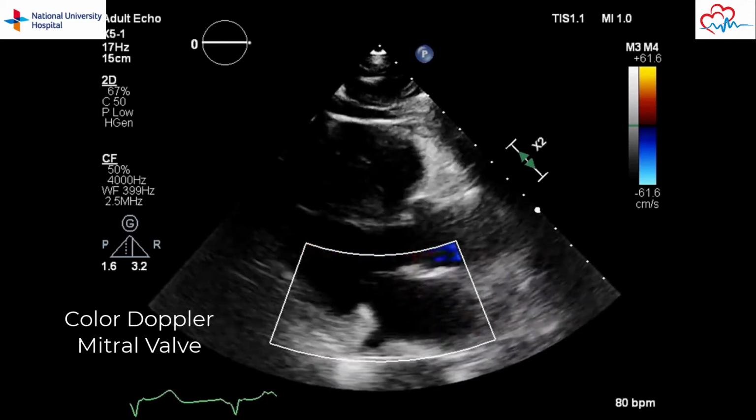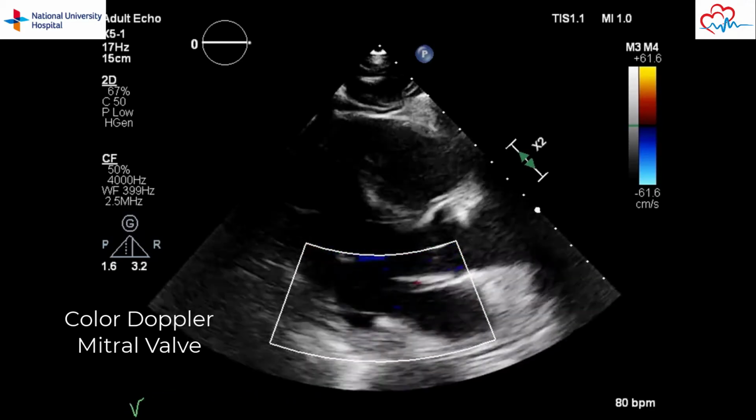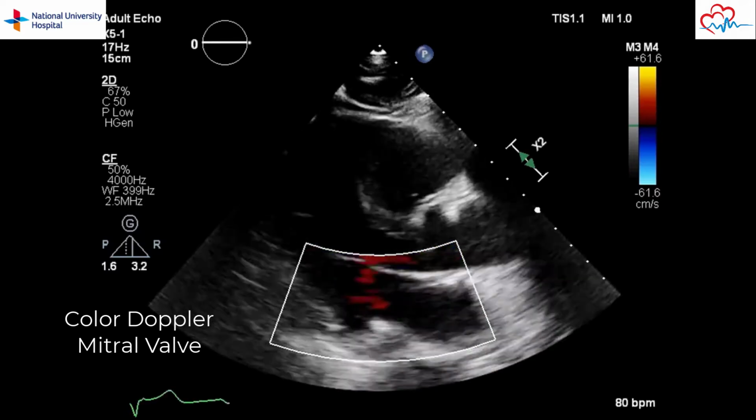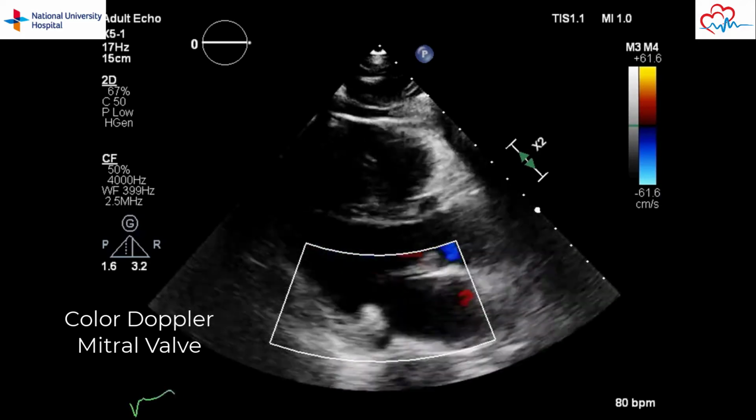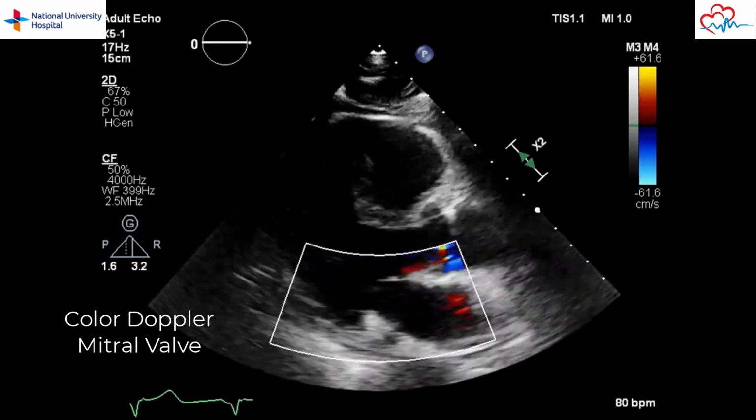Interrogation of the mitral valve with color Doppler can be done next. This valve is normal, with no evidence of mitral regurgitation. The leaflets coapt well at the level of the mitral annulus and there is no evidence of stenosis.